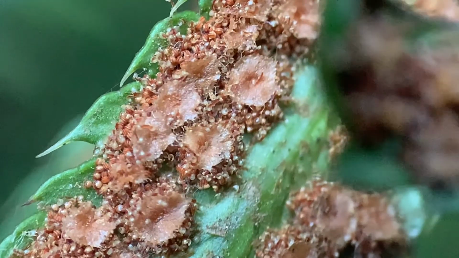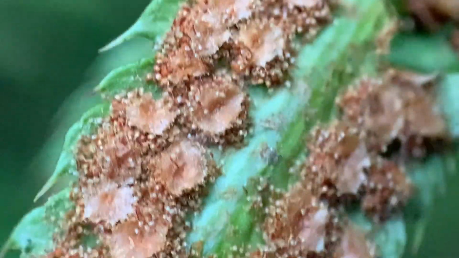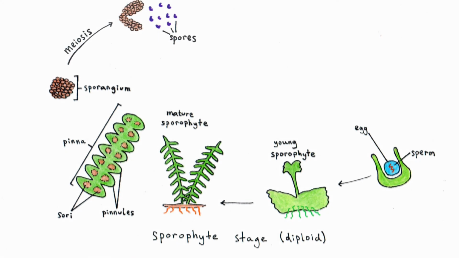Here is a close-up of what the sori look like. Inside the sori is where we will find an organ called the sporangium. This is the organ that makes the spores of the fern. Inside the sporangium, there is a biochemical process called meiosis that creates spores that only have 1 set of genetic information.